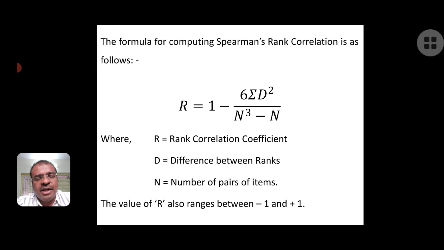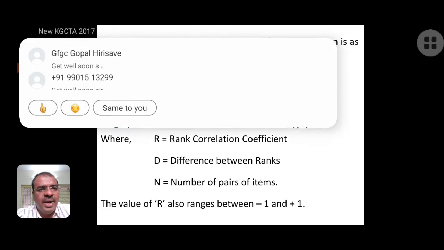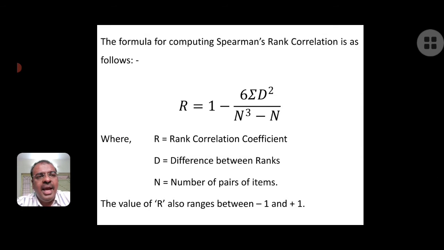Now the formula for computing Spearman's rank correlation is as follows. R is equal to 1 minus 6 sigma d square divided by n cube minus n, wherein R is the rank correlation coefficient, d is the difference between the ranks, and n is the number of pairs of items.